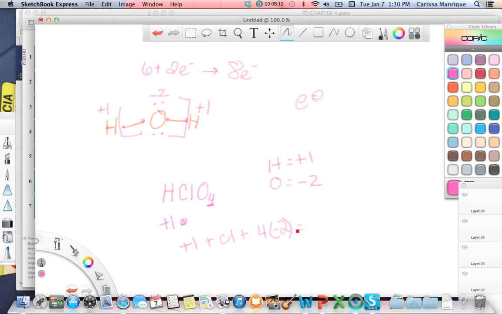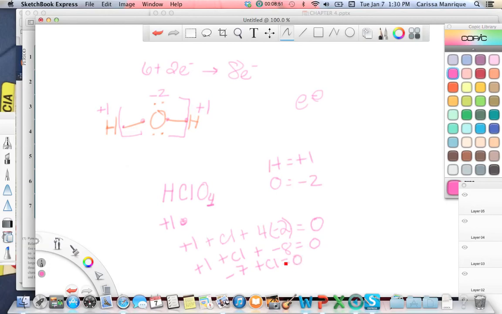And overall, what is the charge of this compound? 0. If there was a charge, it would be written up here, but there's not one, so when we add all these together, they need to be 0. So we have a plus 1, and 4 times 2 is negative 8. So we have plus 1 plus chlorine, plus a minus 8 equals 0. Plus 1 and a minus 8 is a minus 7, plus chlorine equals 0.